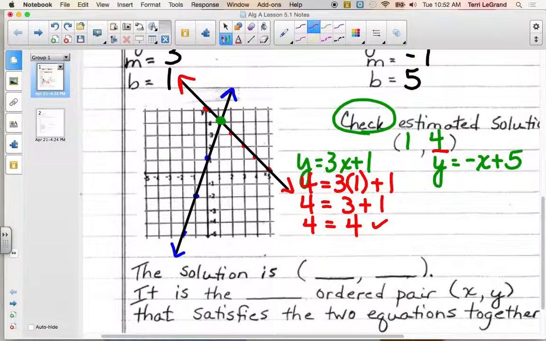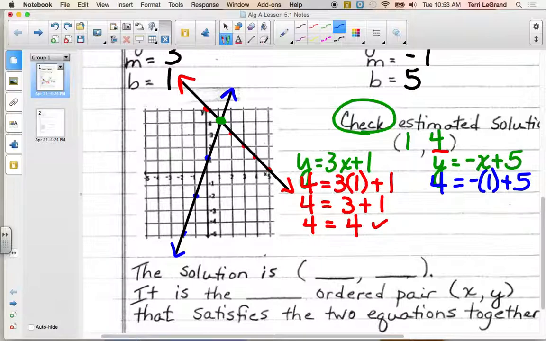But it can't only check in that one. You don't get to stop there. You have to make sure it checks in the other one also. So now we'll put our x and our y into this one. So we're going to put 4 in again for y, and 1, I'm going to show parentheses here just to show that I substituted a 1 in for that x. Because that negative sign is not part of the x, it's in front of the x.